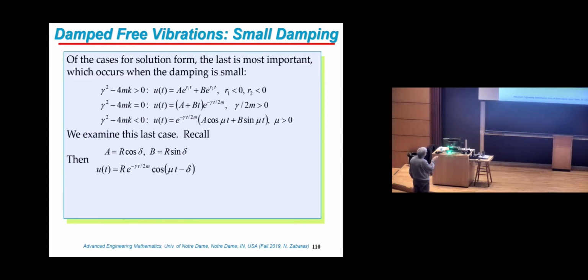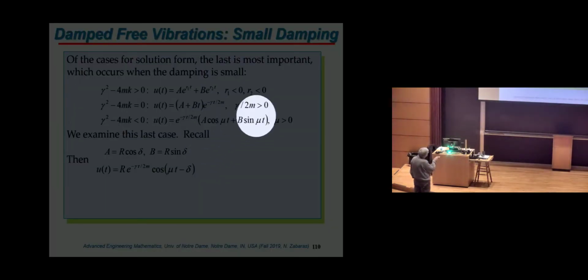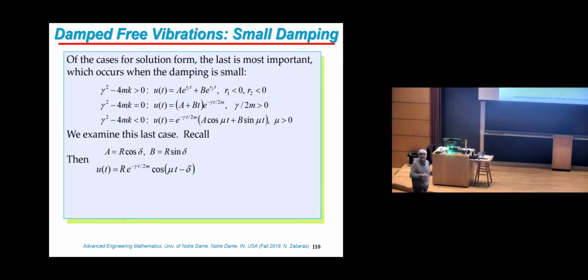And so what I'm going to do is I'm going to take the A cosine plus B sine, and I'm going to write it the same way we did for natural vibrations as r times cosine of mu t minus delta. You remember how we did this before, right? We combine, so r is going to be the square root of what? R is going to be the square root of a squared plus b squared, all right? And the tangent of delta is going to be b over a.